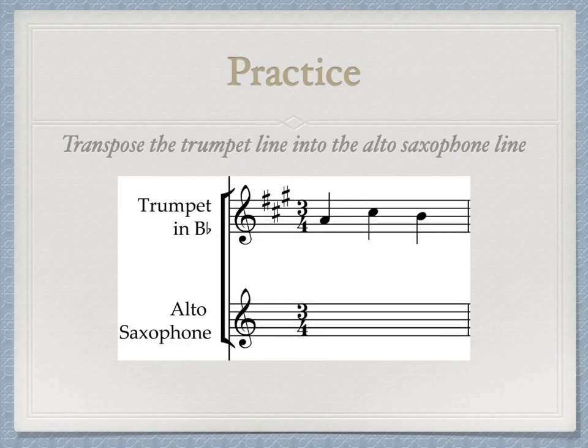Let's try another one, but go from transposing instrument to transposing instrument. Transpose this trumpet line so the alto saxophone can play in unison. Recall to which families the alto sax and trumpet belong and in which direction you need to transpose. You can pause the video now and take your time.